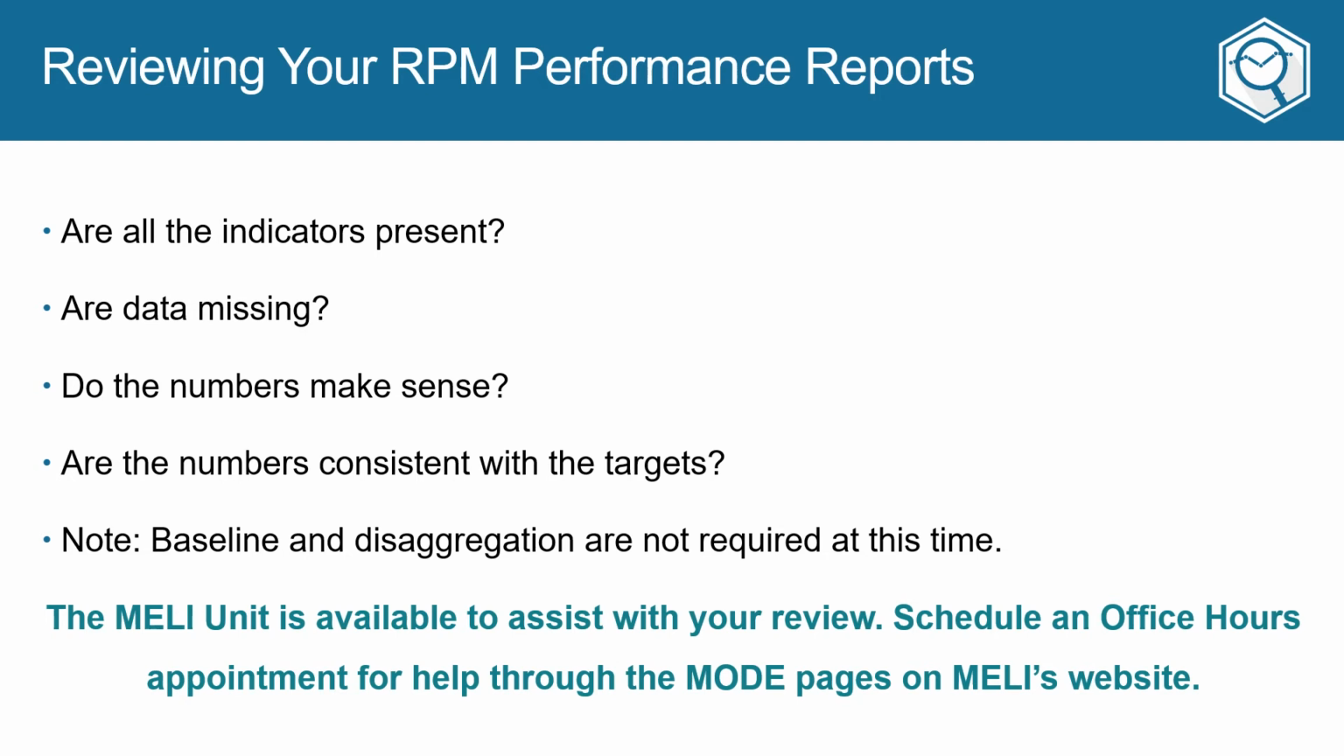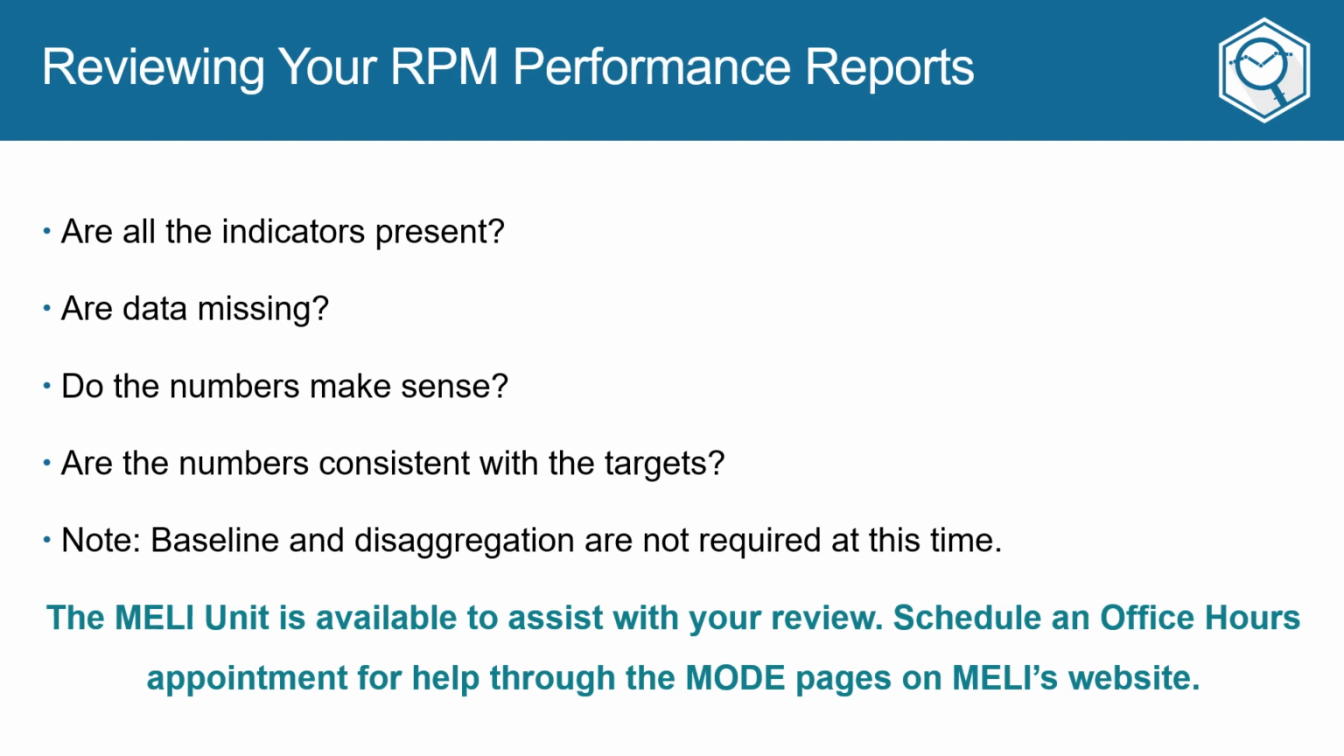You'll also want to take note of any missing data. If no participants completed their program in the past 6 months, then no data are expected. The fields should be left blank. Implementing partners do not need to enter zeros. However, if participants funded as part of the award corresponding to the RPM performance report did complete their program, then implementing partners are expected to submit data. When data are expected, numbers should be reported for every indicator.